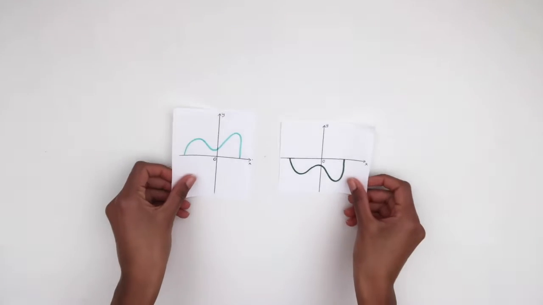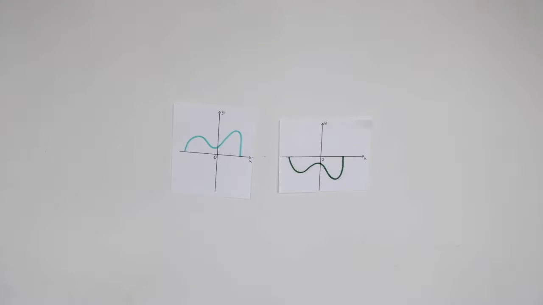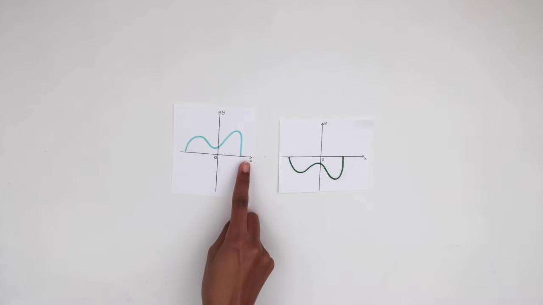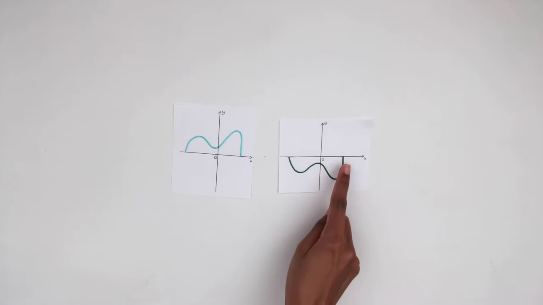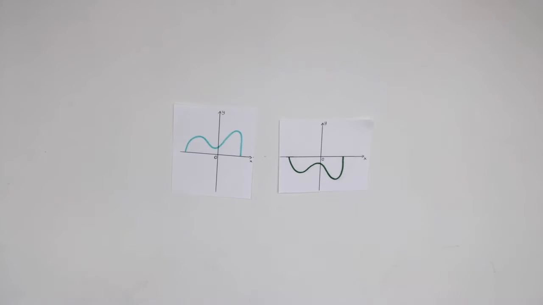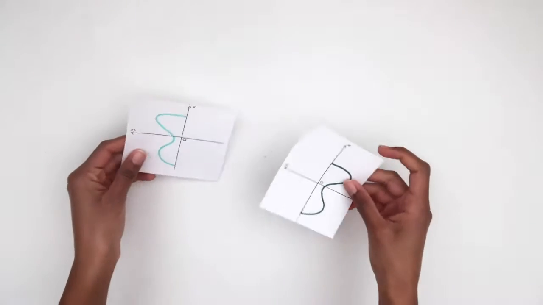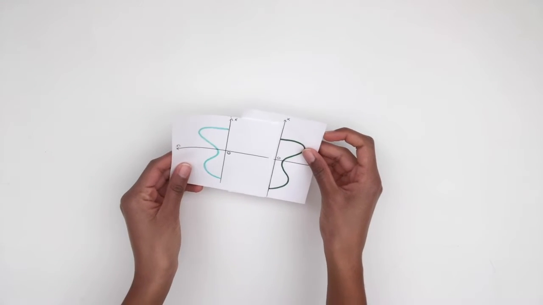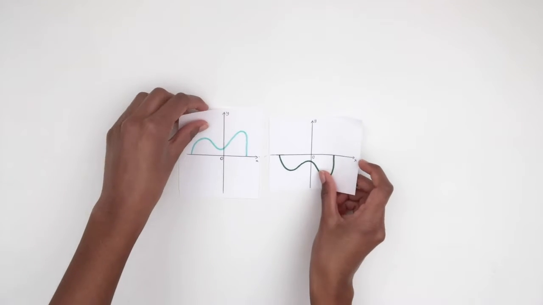What do you notice about these two graphs? Take a moment, pause the video, and try to make some observations. One of the things you might have noticed is that their shapes look very similar. And they are. The only difference is where they are on the coordinate system. Do you notice how these two graphs seem to be the opposite or reflected version of each other?